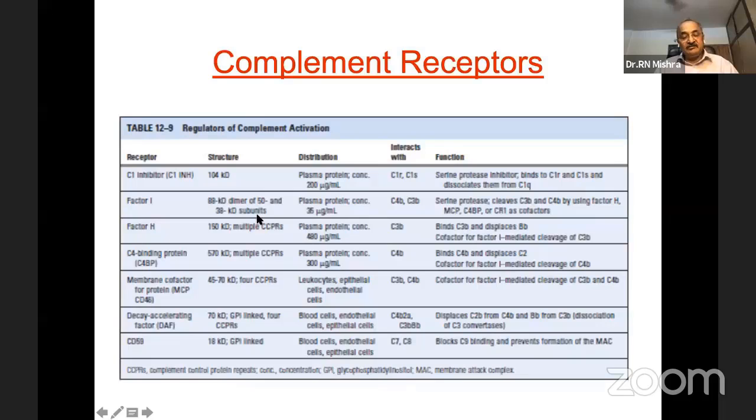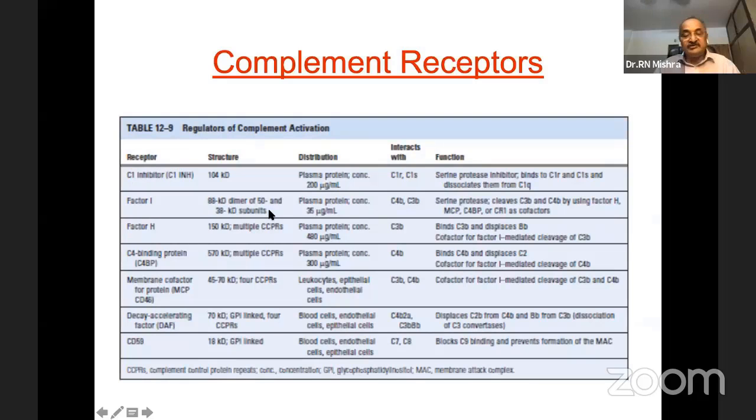So for complement, there are complement receptors. We have C1 inhibitor, factor I, factor H. The significance of it we will touch on in a minute. C4 binding protein, membrane cofactor protein, decay accelerating factor, CD59, and so on. And this C1 inhibitor is a serine protease inhibitor. It binds to C1r and C1s and dissociates them from C1q.